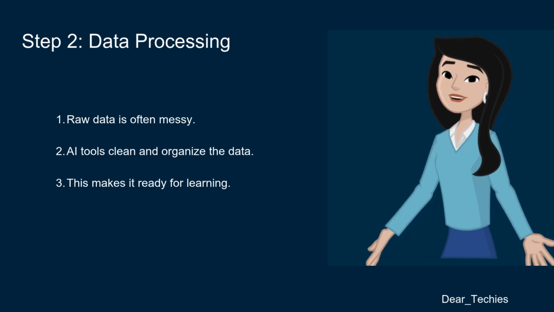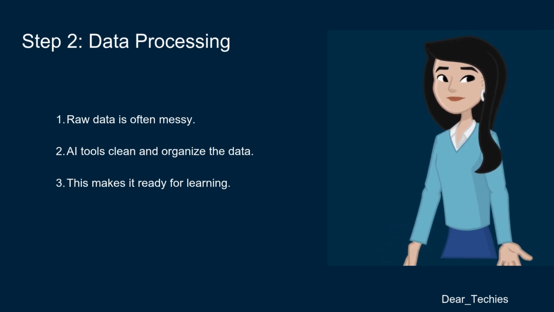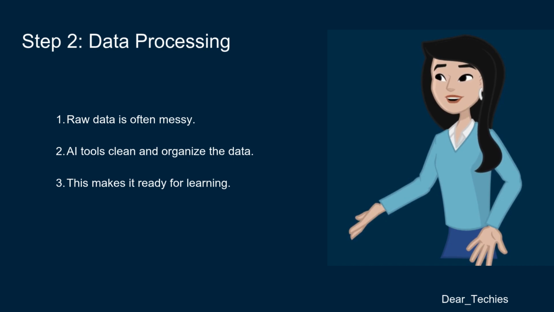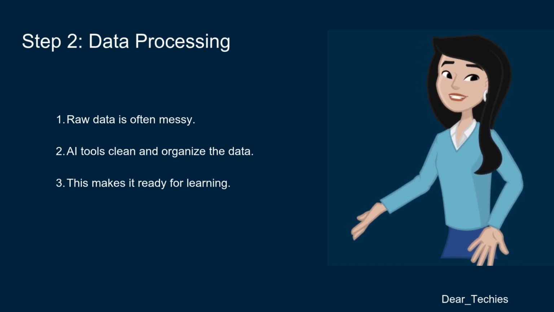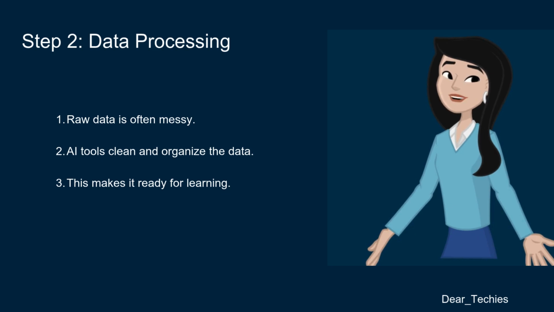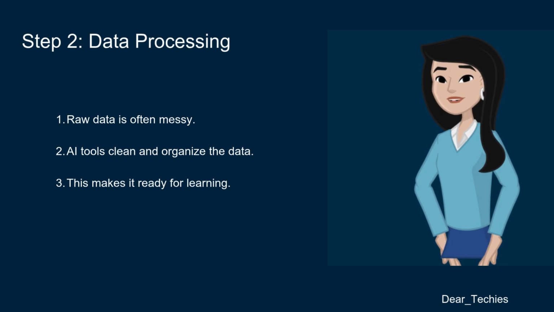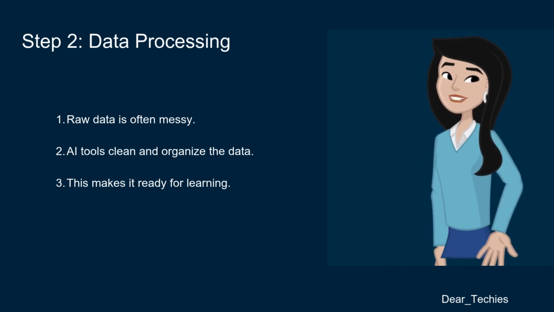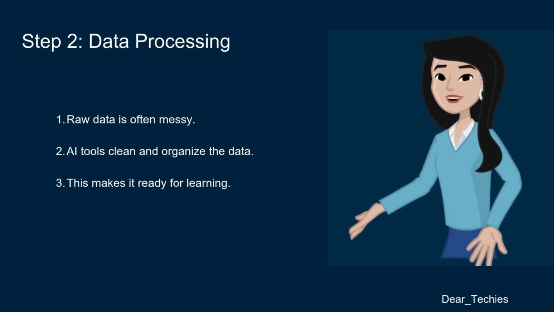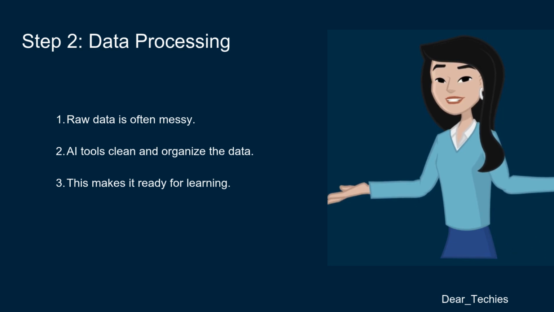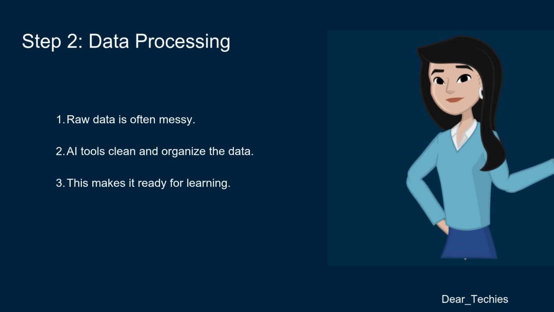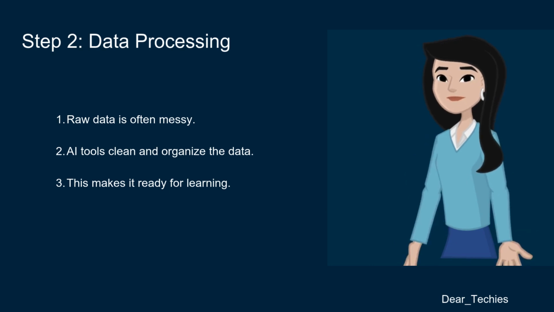After collecting data, we move to data processing. Real-world data is often messy. It can have errors, duplicates, or missing information. AI tools clean and organize this data so it becomes ready for training. You can imagine this like preparing your notes before an exam. When your notes are neat and clear, you understand better. And AI works the same way. Clean data leads to better learning.